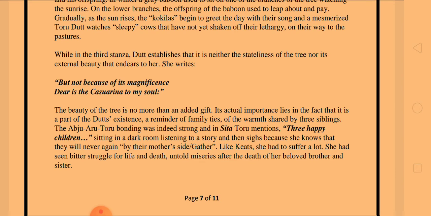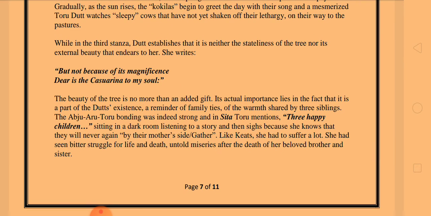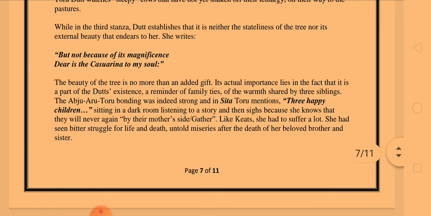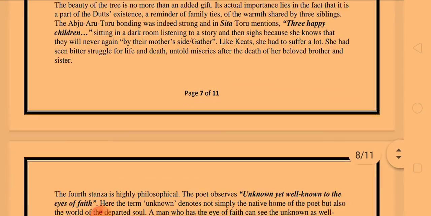The Abju, Aru, Toru bonding was indeed strong, and in Sita, Toru mentions three happy children sitting in a dark room listening to a story by their mother's side, and then sighs because she knows that they will never again gather. Like Keats, she had to suffer a lot. She had seen bitter struggle for life and death, untold miseries after the death of her beloved brother and sister.